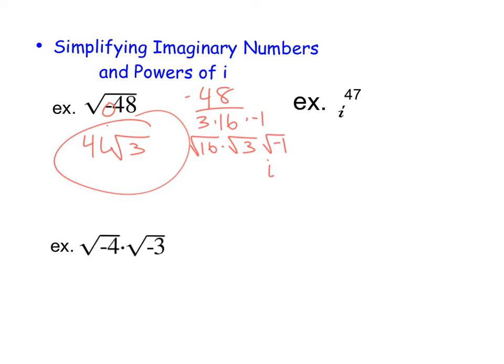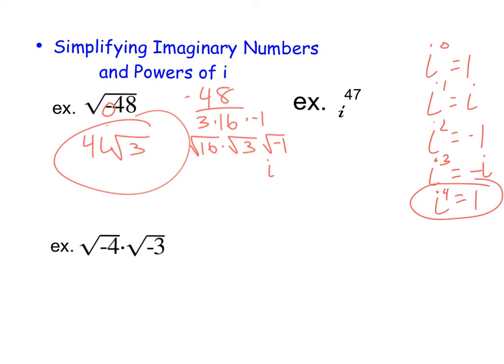47. So remember, you should be memorizing that i to the 0 is 1. i to the first, anything to the first power is itself. i squared is negative 1. i to the third is negative i, and then i to the fourth brings you back to 1. So every i to the fourth equals 1.